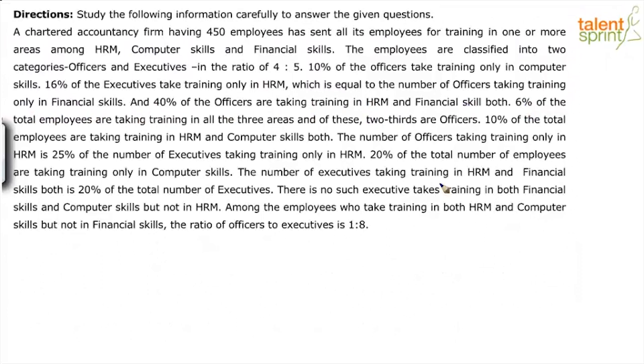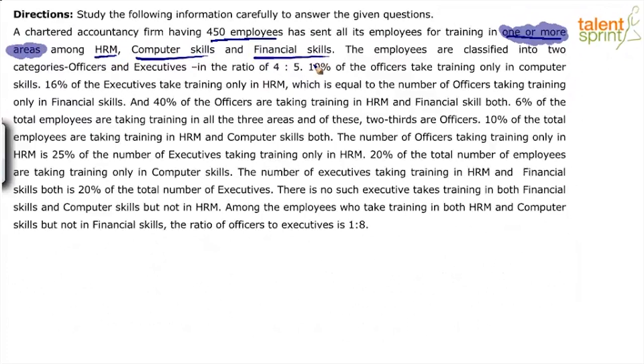So let us first understand what the data is all about. He's talking about an accountancy firm which has got 450 employees. So that's point number 1 to be noted. These employees have been sent for training in one or more areas. Now this is the other point which all of you need to understand: one or more areas. Among what areas? Among HRM, computer skills and financial skills.